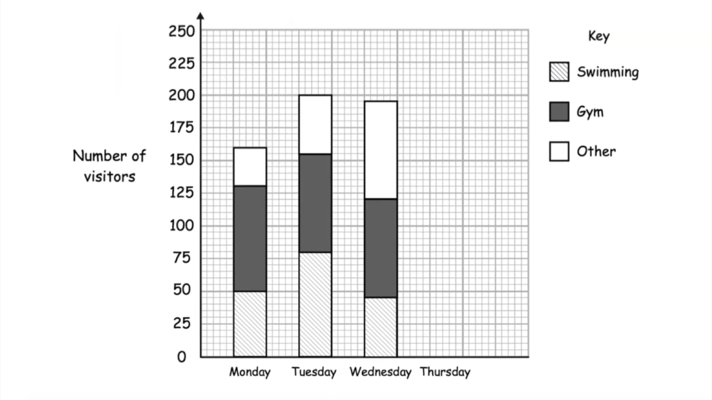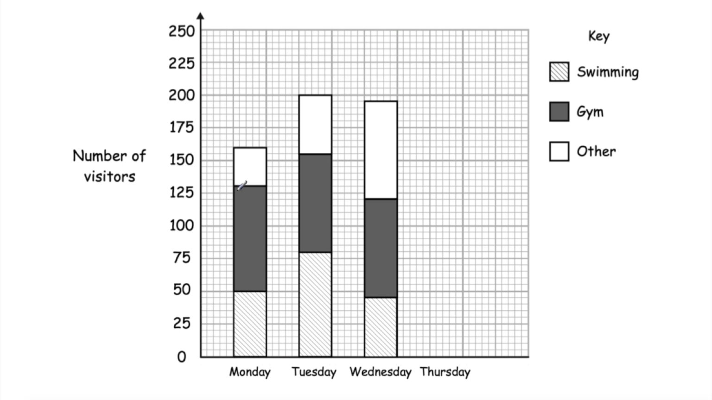If we have a look at the bars, we've got Monday, Tuesday, Wednesday, and then Thursday, which hasn't been completed, unless there's no visitors on Thursday. If we have a look at Monday, we can see this part here, that's 50. So 50 people went swimming on Monday. Then this part here is how many people went to the gym. Let's see what we're going up in. We've got 25 there: 5, 10, 15, 20, 25. So each little square is worth 5.